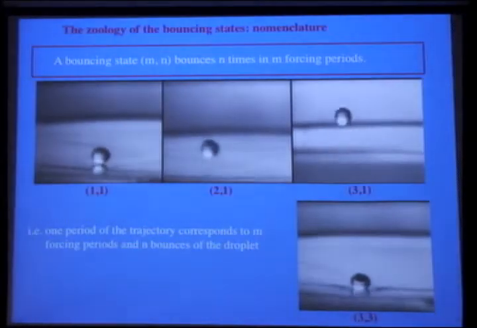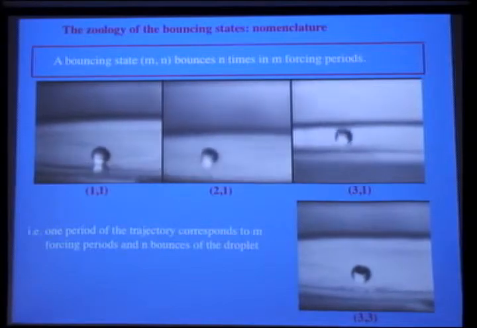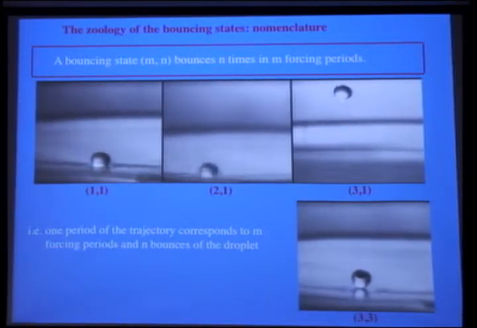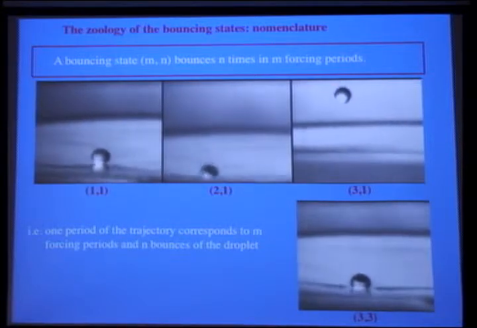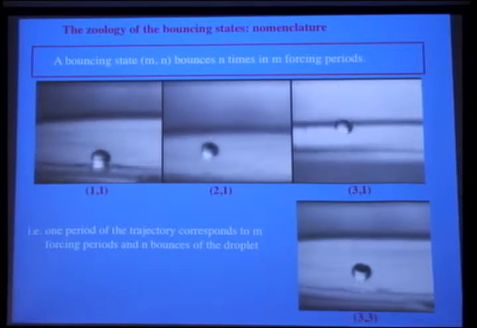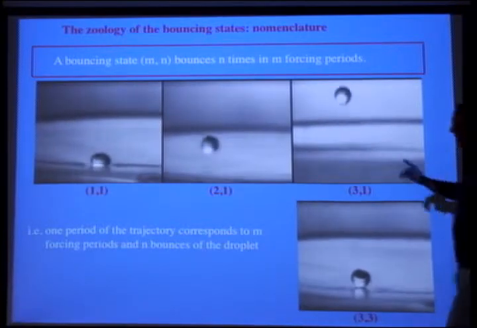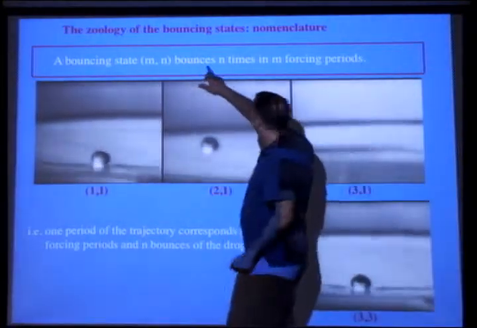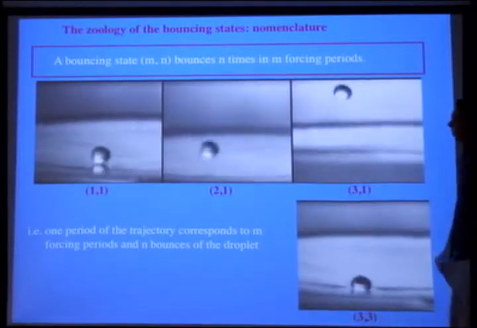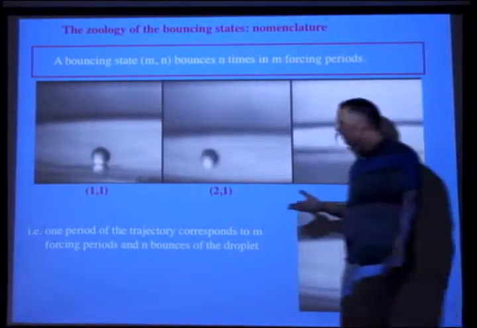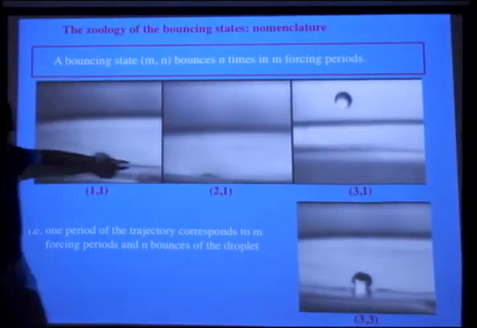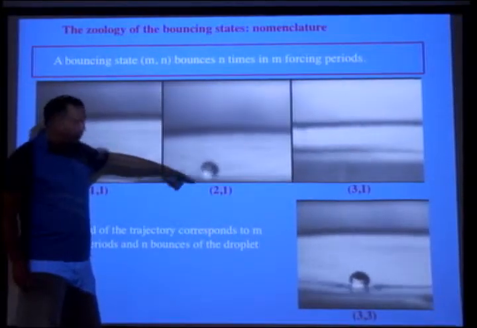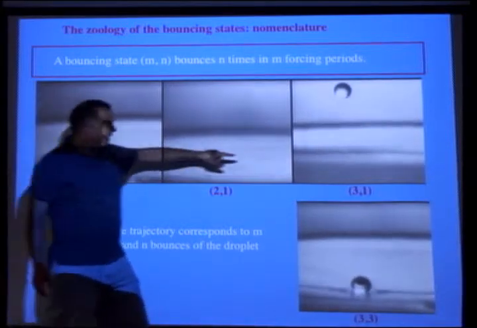And it's very rich. You get various different bouncing states, which we'll call m-n. I guarantee you won't remember this, because I don't remember it. So bouncing state m-n bounces n times in m forcing periods. So in the 1-1 state, the period of the bouncing is the same as the period of the forcing. Here the period of the bouncing is twice the period of the forcing, and here it's 3 times.